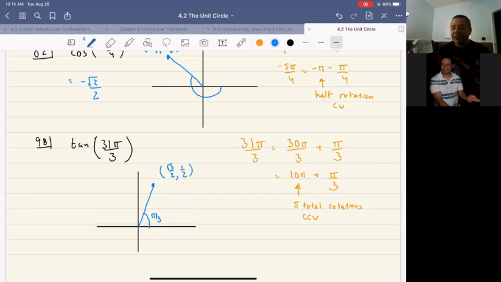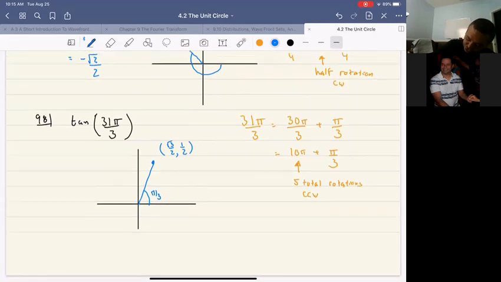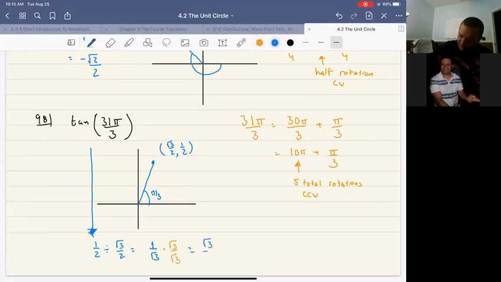Okay, so tangent is, remember, y over x. So that's going to be 1/2 divided by square root of 3 over 2. So 1 over square root of 3. And remember, we have to rationalize that. So that's going to be square root of 3 over 3. Okay?